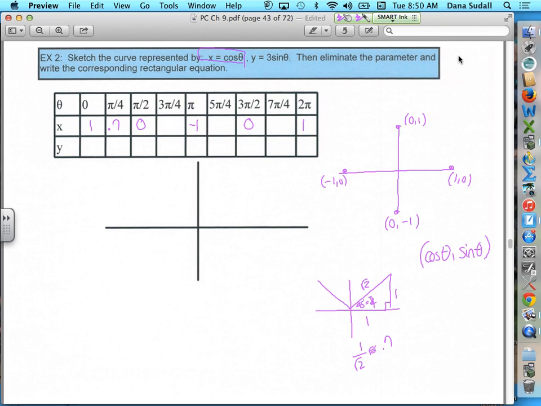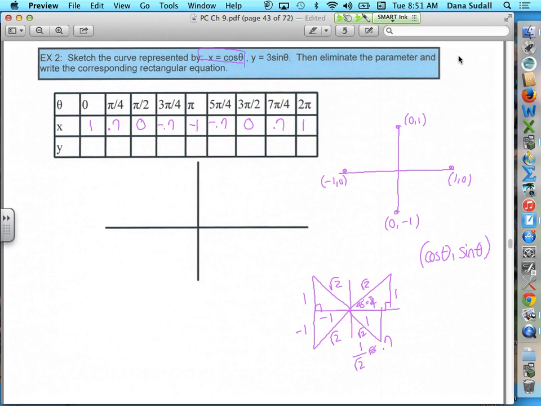3 pi over 4 puts us back here in the second quadrant. Cosine would be negative 1 over root 2, which would be negative 0.7. 5 pi over 4, that's in my third quadrant. Same value, negative 0.7. And then 7 pi over 4 puts me in this fourth quadrant here, which is going to be positive 1 over root 2, which is positive 0.7. So that was all of my cosine values there.